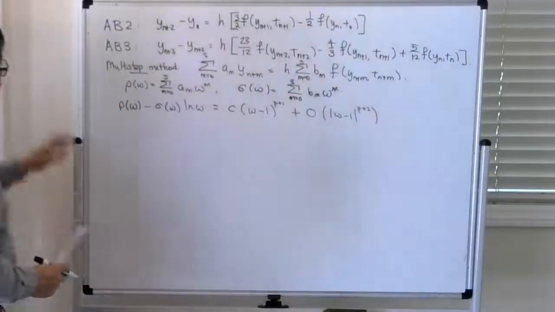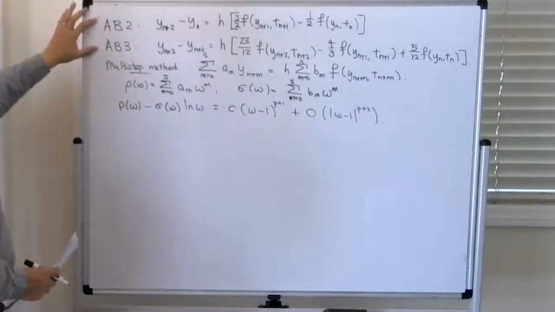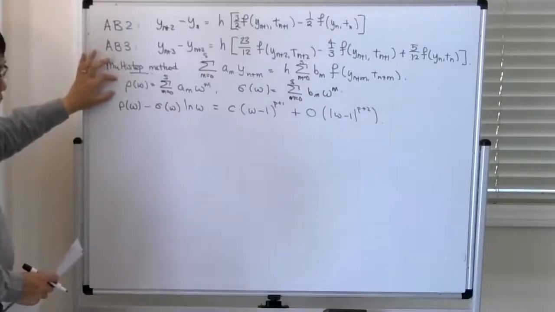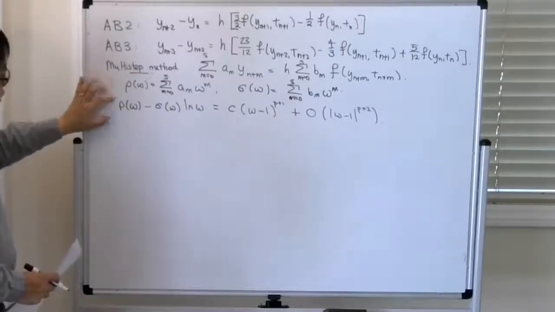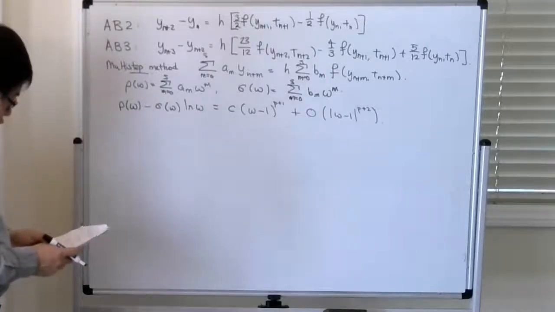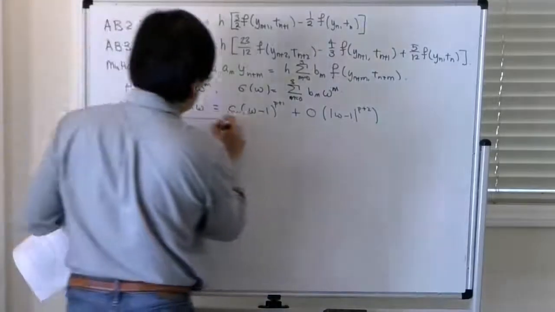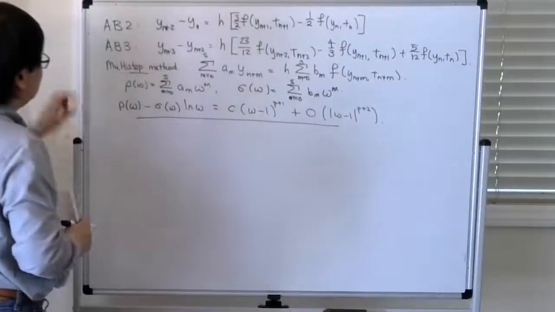Okay, so these are the two methods we're going to apply it to. This is the general form of the multi-step method. These are the characteristic polynomials, and then this is the order condition expressed in terms of the two characteristic polynomials. So let's see how you go about applying this result to these two examples.